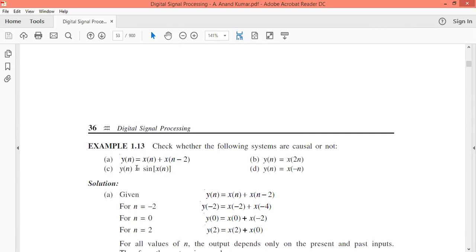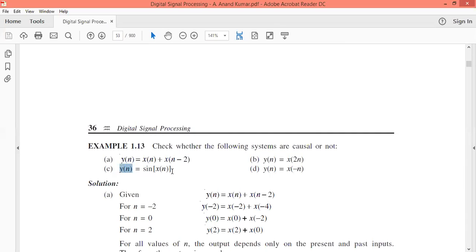Now see here, this is what? This is a causal system, because the present output depends upon the present input as well as past input values. Whereas this one is non-causal, and this one is also non-causal. Now substitute n = -1. So y(-1) = x(1), so this becomes non-causal.